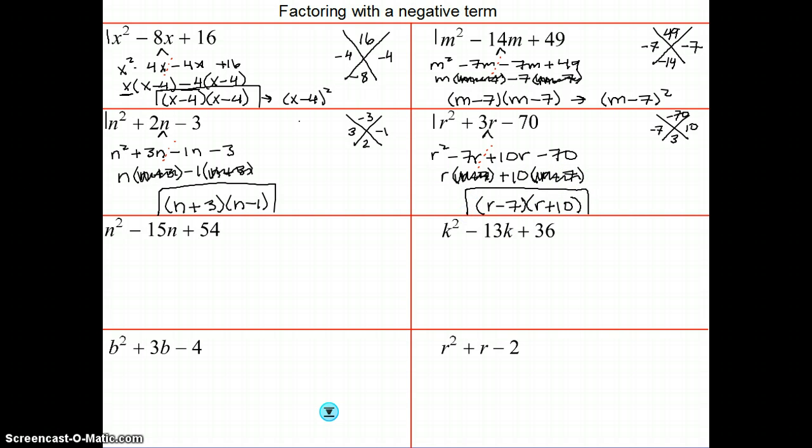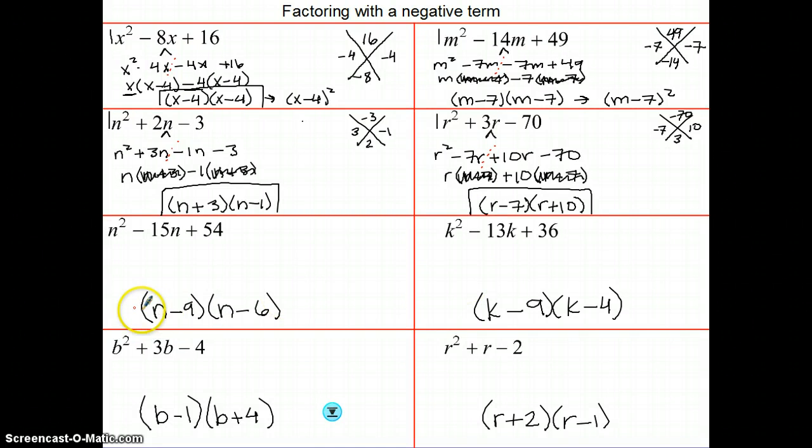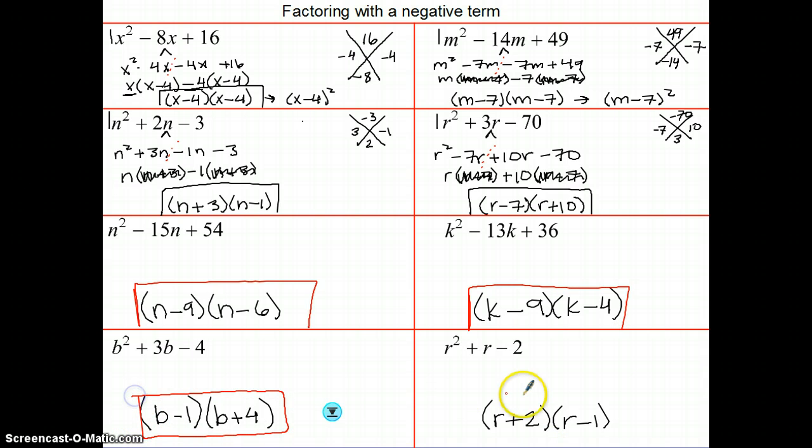Go ahead and take a moment to pause the video and try the remaining 4 on your own. From the first, you should have n minus 9 times m minus 6. Second, k minus 9 times k minus 4. Third, b minus 1 times b plus 4. And last, r plus 2 times r minus 1.